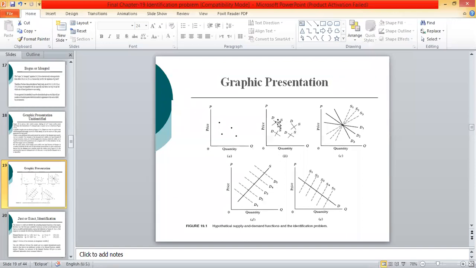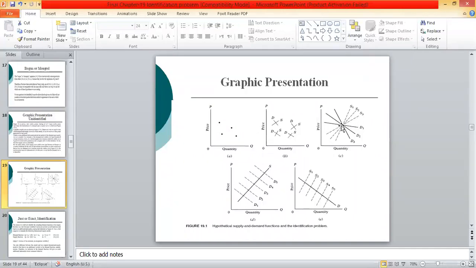This is 19.1b. This diagram basically shows the intersection of the market. Now look at the point. This point shows the intersection of demand and supply. This point also shows the intersection of demand and supply. This point also shows the intersection. So we picked one point among all these.